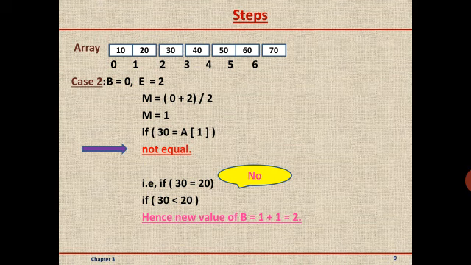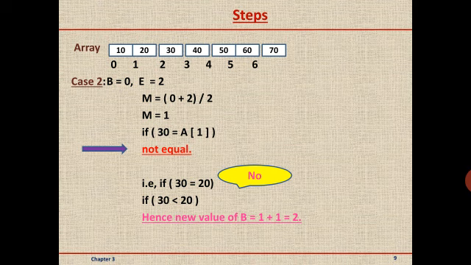Now we compare the search element 30 with the array element A of 1. A of 1 here is 20. We can see in the array the element 20 is located at position 1. Hence 30 is compared to 20, which is not equal. If it is not equal, then we check whether 30 is less than 20. No, it is greater. Then in that case the value of B is changed to now 2.